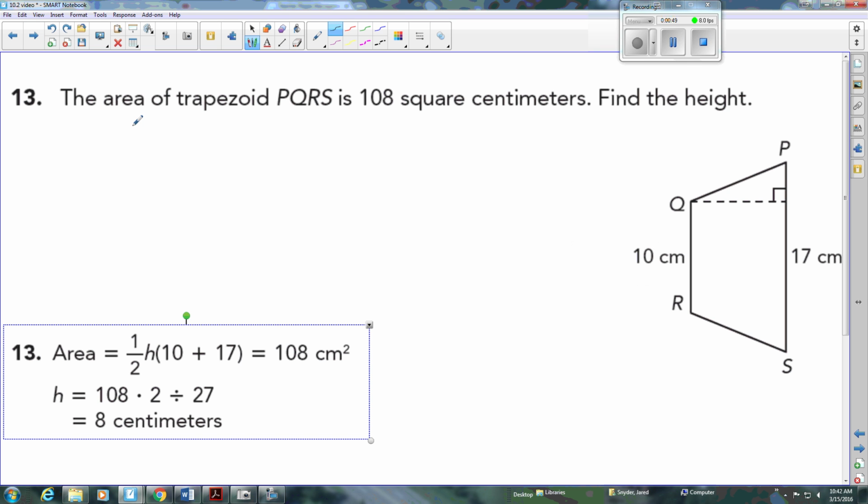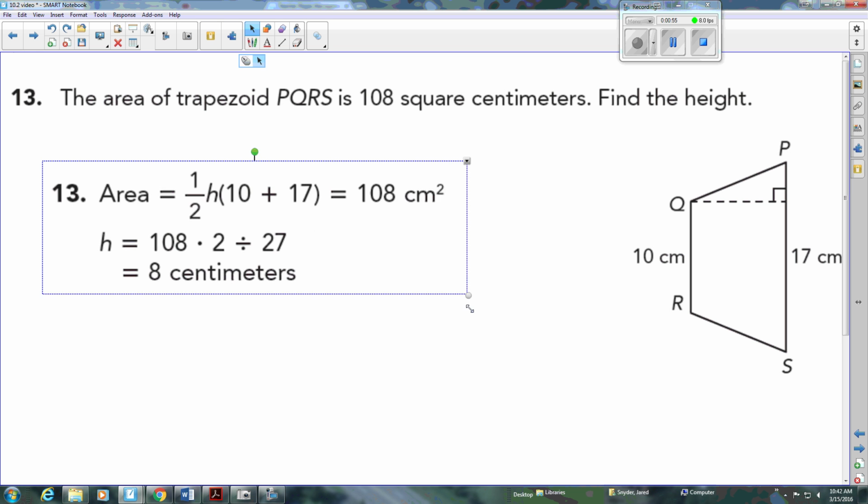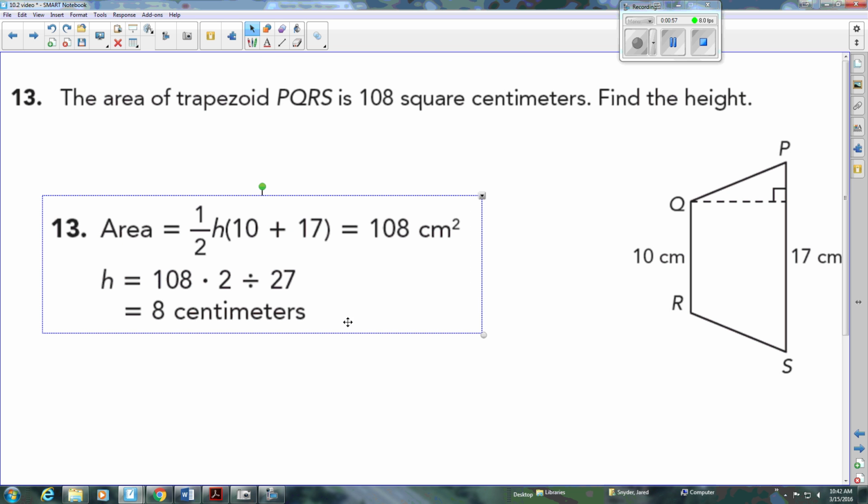Number 13, the area of a trapezoid is 108 square centimeters. Find its height. Same idea here, except they have a lot more work. Fill in as much as you can. We know that the area is going to be 108, and we know that we're going to have to add 10 plus 17, and we're going to do 1/2 the height. So the 1/2 is the only thing that we don't really know about. So I would put these together and I get 27.